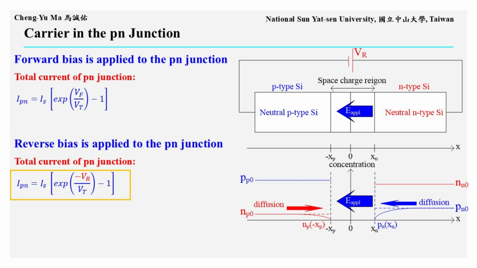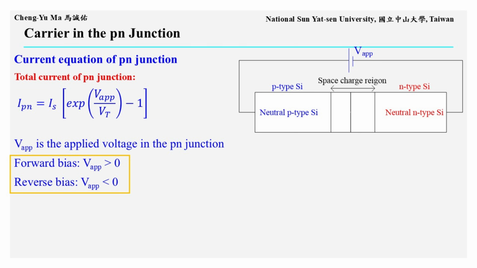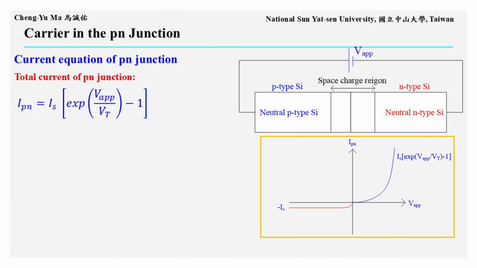So we can understand that for a PN junction under reverse bias V_R, the junction current is I_s times the quantity exponential of negative V_R divided by V_t minus 1. This has the same form as the forward bias equation. Therefore, we can write the current-voltage equation of the PN junction as I_PN equals I_s times the quantity exponential of V_applied divided by V_t minus 1. Here, V_applied is the bias voltage applied to the PN junction. If V_applied is greater than 0, it is forward bias. If V_applied is less than 0, it is reverse bias. The current-voltage characteristic curve is shown in the lower right figure on the slide.